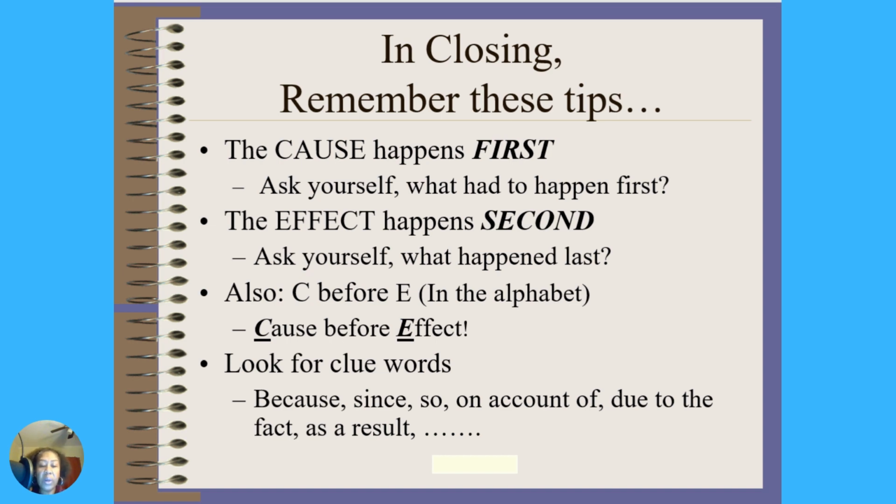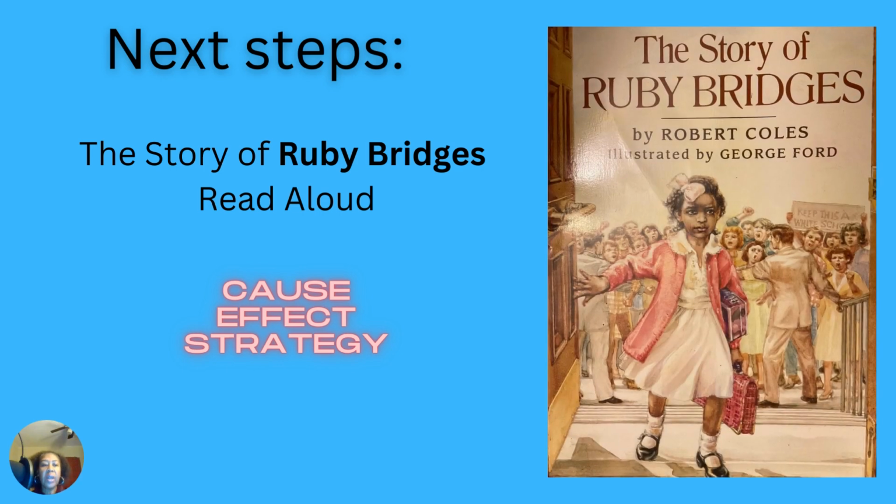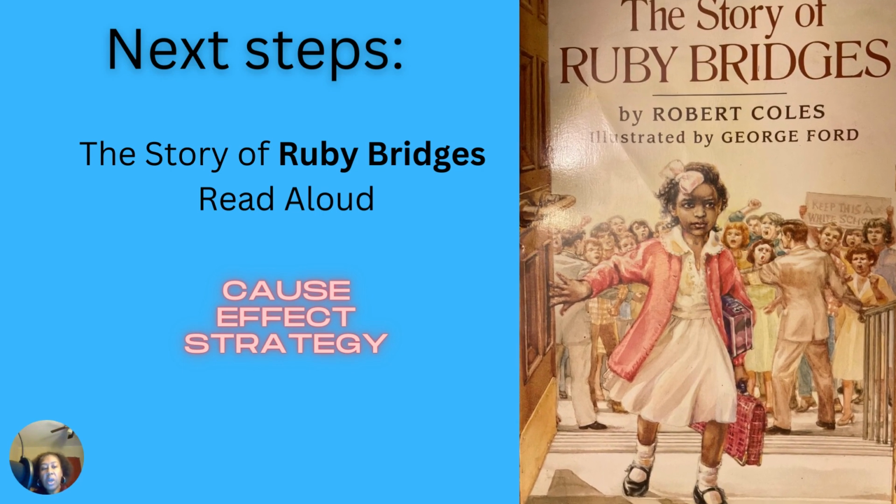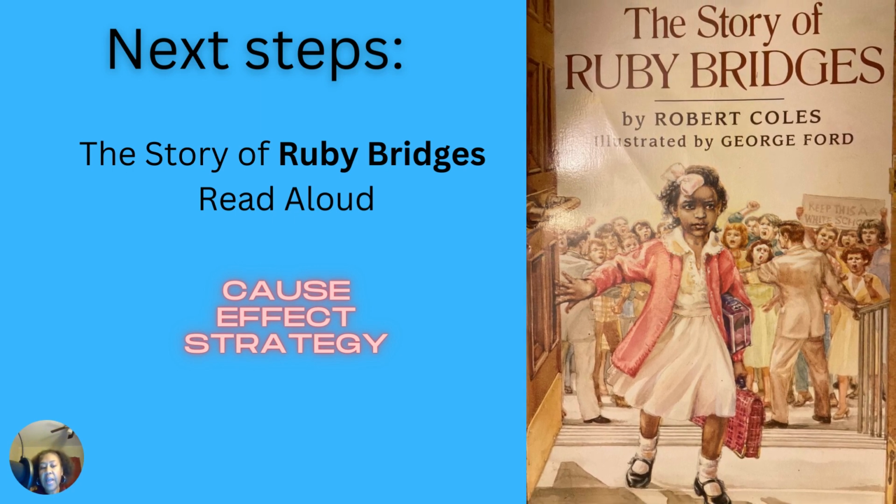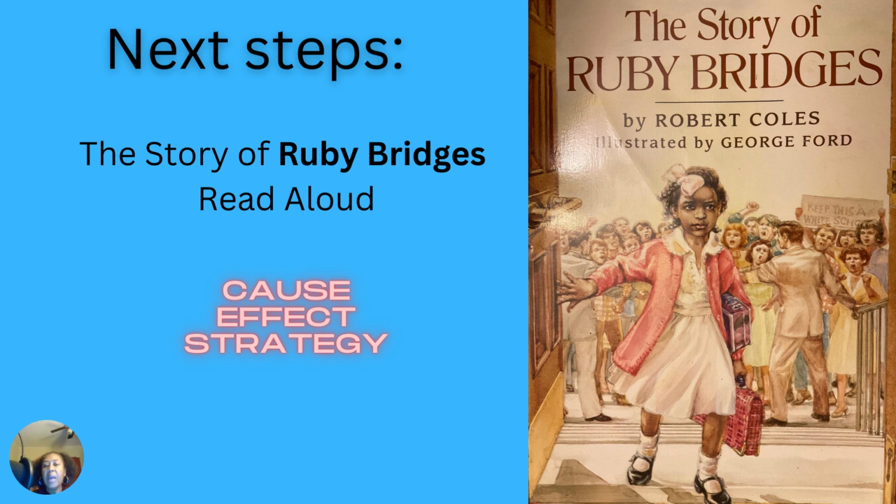Also, don't forget to look for clue words or signal words or signal language. All of those your teacher might use, one or the other. Because, since, so, on account of, due to the fact, as a result, and all of the other words that we saw in the first slide. All of those are signal or clue words. Good job, good job. All right, boys and girls, in the next video, we're going to read the story of Ruby Bridges. I'll read aloud, and we're going to identify cause and effect relationship in this story, why things happened, and what happened as a result of.